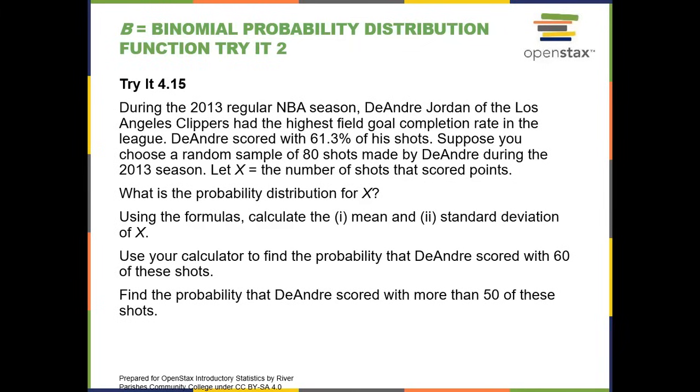What does it mean? In the long run, if you select a random sample of 80 shots again and again, on the average, you will find that DeAndre is successful in 49 shots out of 80 shots, in the long run.